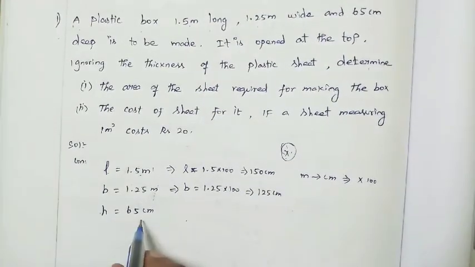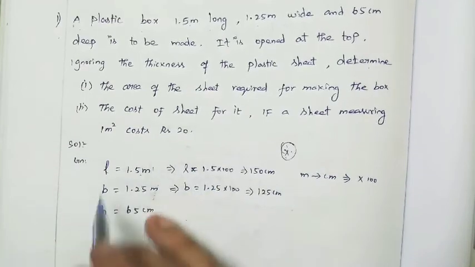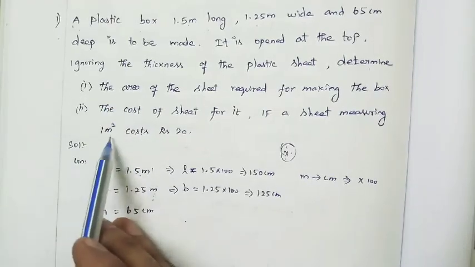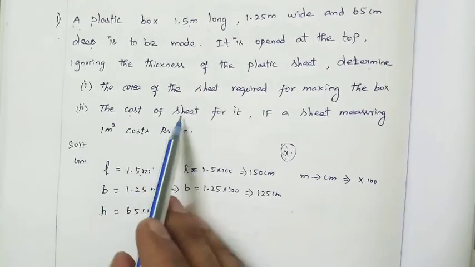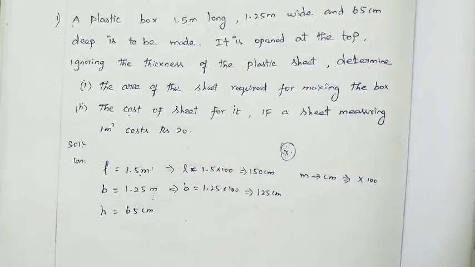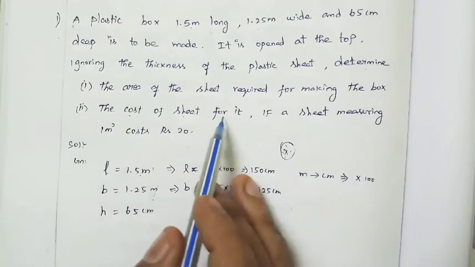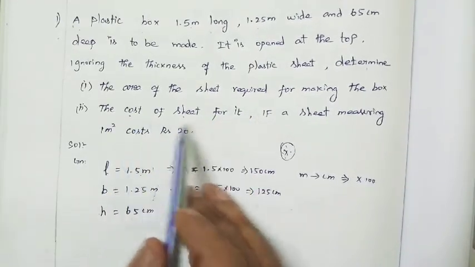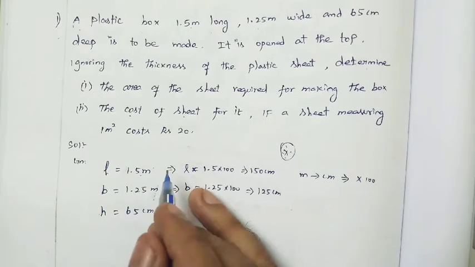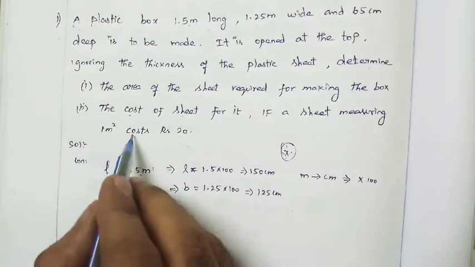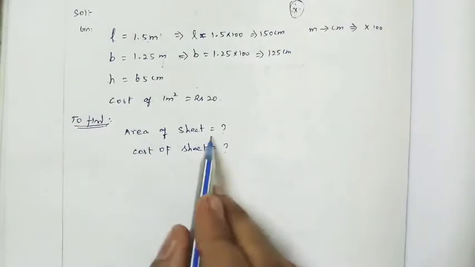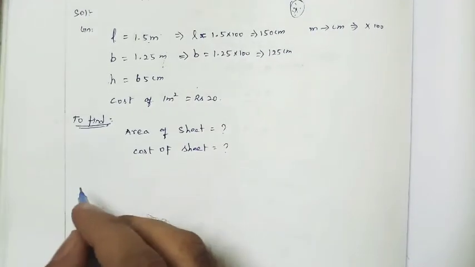Already height is in centimeter only, so you can take it as it is. And these three things alone we are having in the given. Still we are having one more thing. What is it? The cost per meter square. We want to find first the area. Second subdivision, we want to find the cost for the total sheet. For each meter square, the cost is rupees 20. So cost of 1 meter square is equal to rupees 20. Area of a sheet, cost of a sheet. Now we will find the solution.